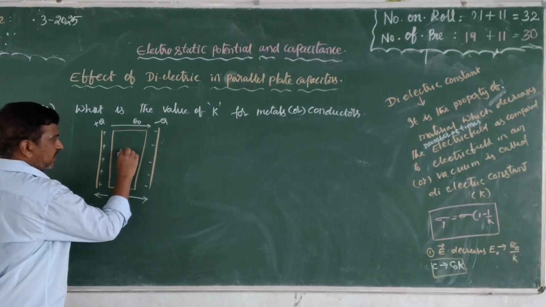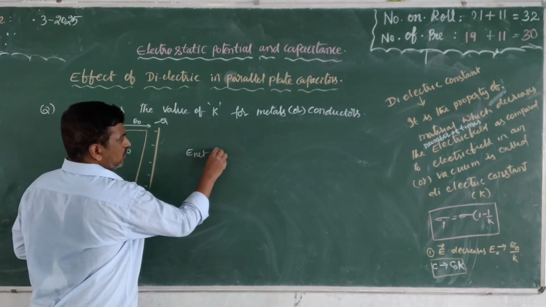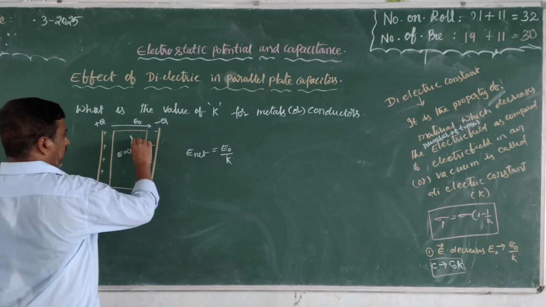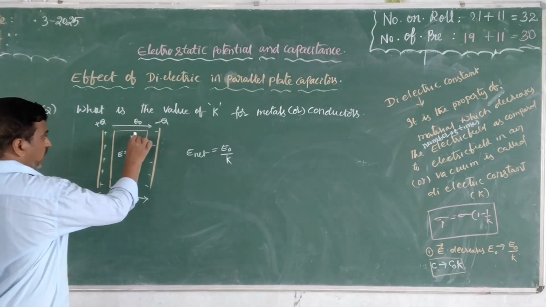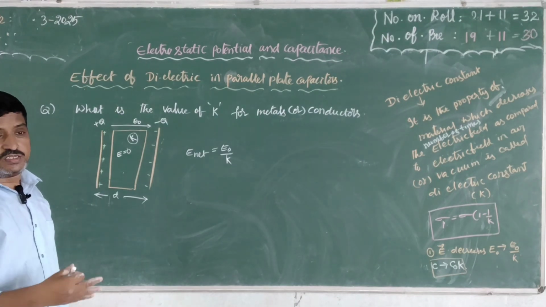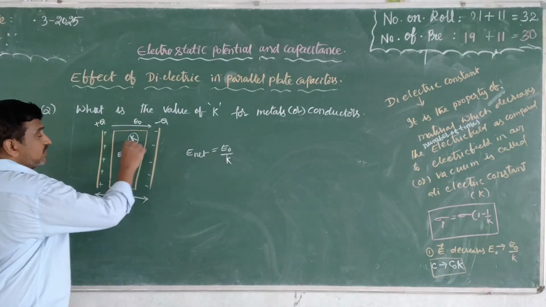Electric field inside a conductor is 0. What is E net actually? E naught by K. So this is the dielectric constant K. How many times does it decrease? The number of times the electric field decreases as compared to the electric field in air or vacuum, that we call the dielectric constant.